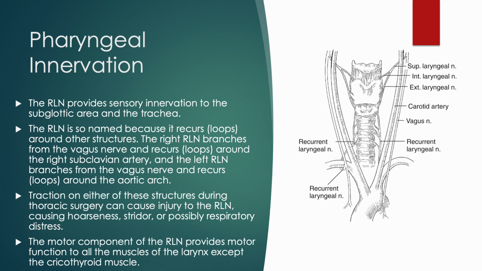Okay. Anatomical path of the recurrent laryngeal nerve: it loops around those major vascular structures like the right subclavian. On the left, you have the aortic arch before it ascends towards the larynx. You're going to have sensory innervation to the subglottic area, motor innervation to all the intrinsic laryngeal muscles except the cricothyroid muscle.